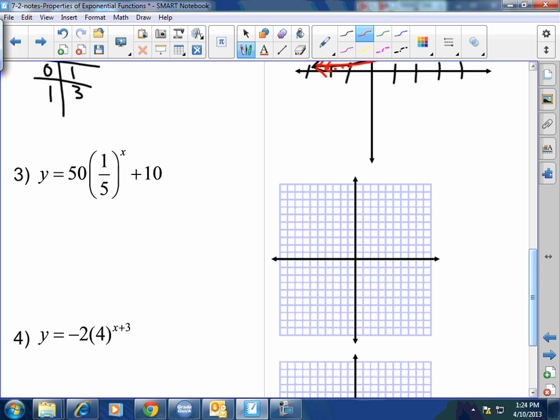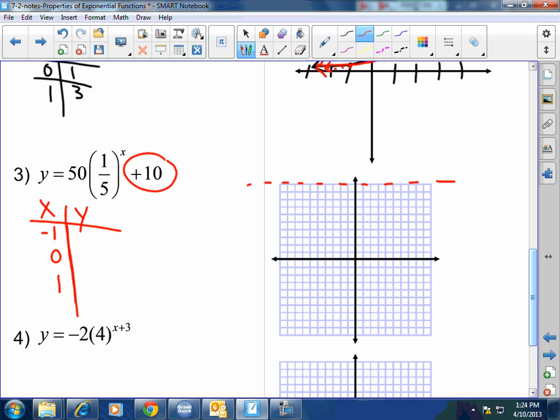Okay, first of all, here, what's my asymptote here? 10. So I know that I'm not going to be able to pass that 10 dash mark, okay? Let's go ahead and do my parent here. Yeah, and that's my asymptote. The k is the asymptote. So negative 1, 0, and 1.